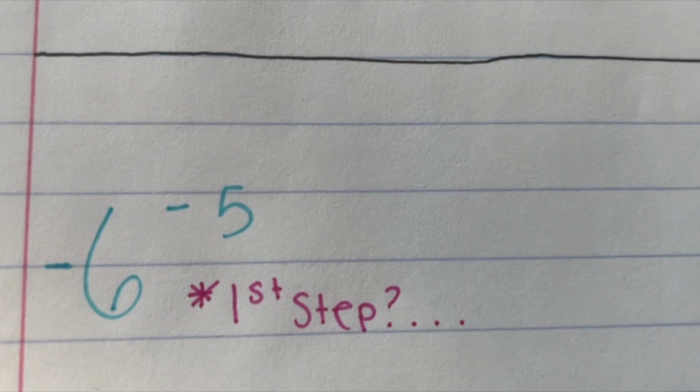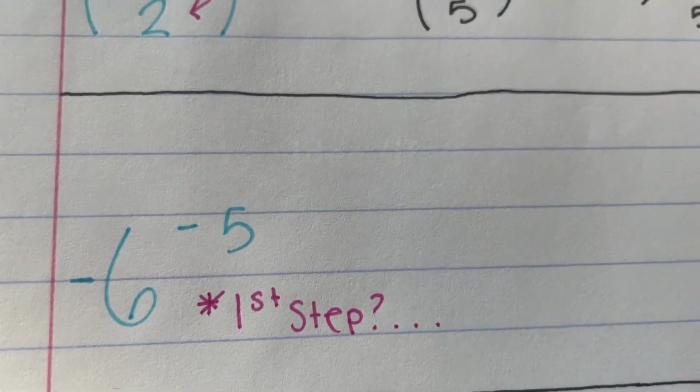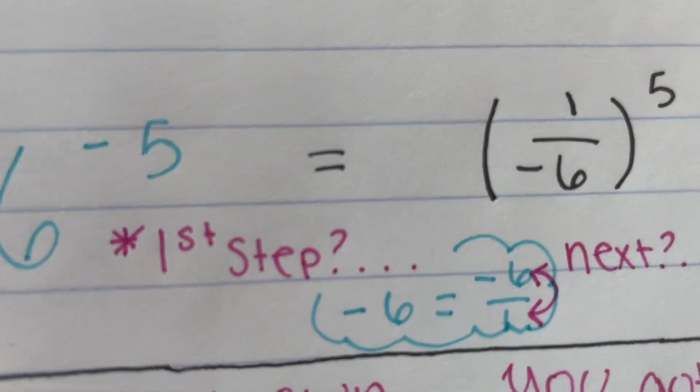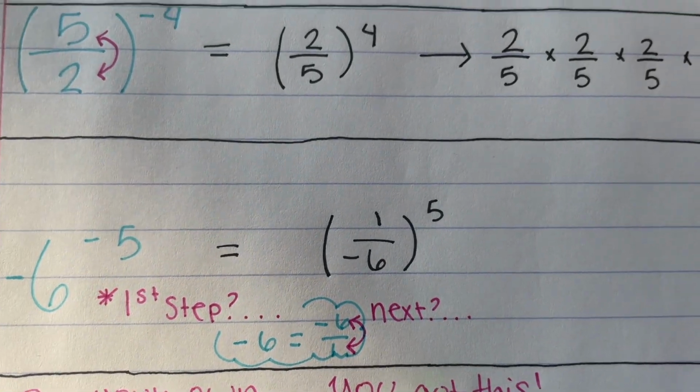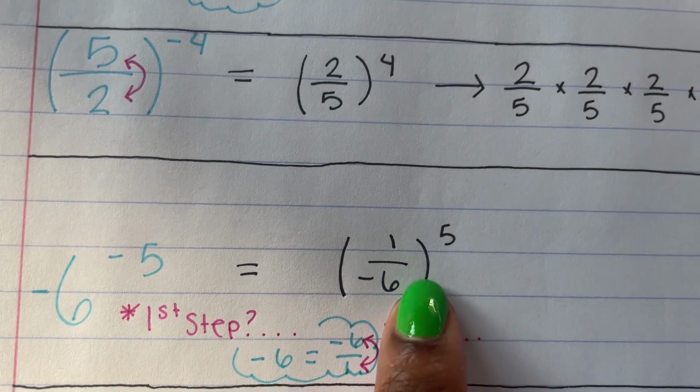So for our second to last problem, we have negative 6 to the power of negative 5. So now we're dealing with a negative number. But once again, we would still follow the same steps. So speaking of steps, what would be our first step? Exactly. We want to convert our base into a fraction. And so negative 6 as a fraction is written as negative 6 over 1.